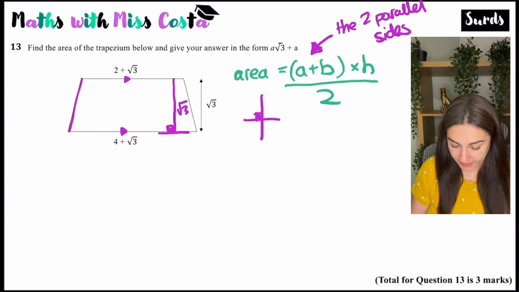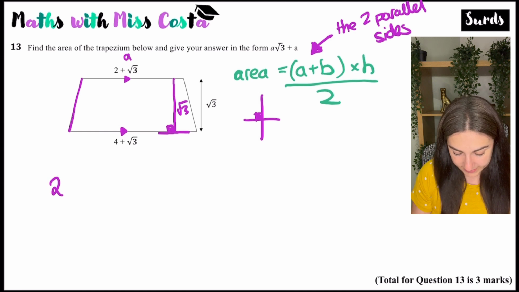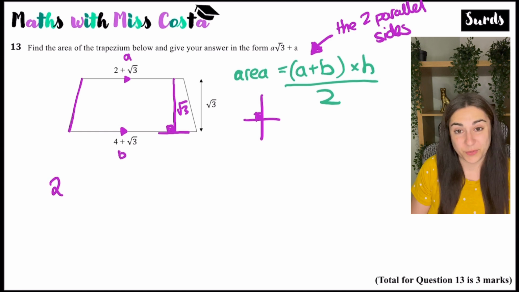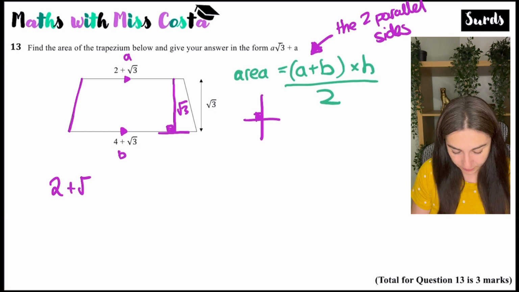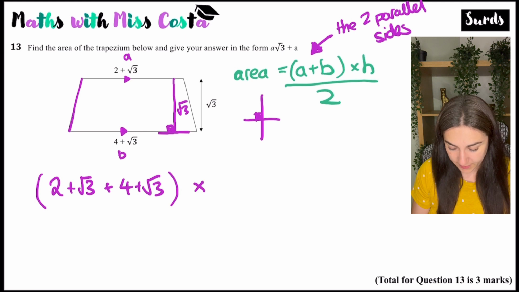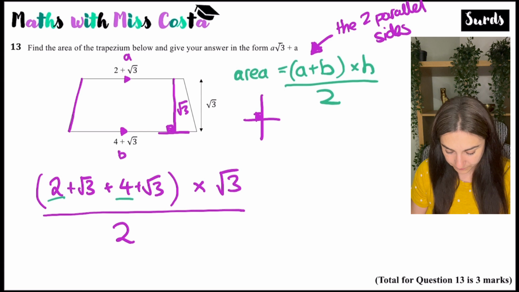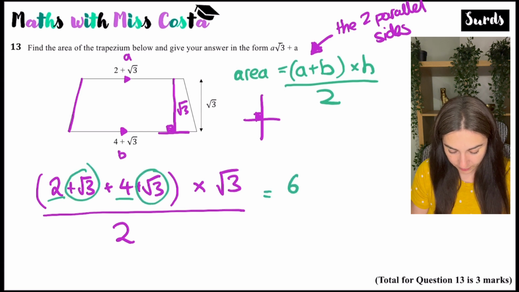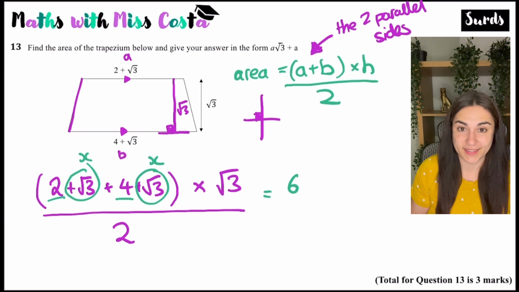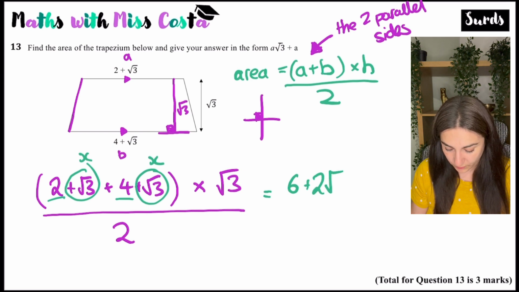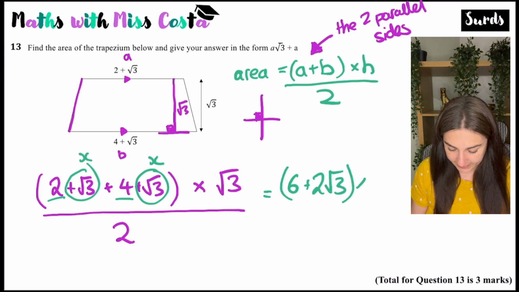So let's do that. So a plus b. So this is a and this is b. It doesn't matter which one's which because you're just adding them. So 2 plus root 3 plus 4 plus root 3 is then going to be times by root 3, and then I'm going to divide everything by 2. So let's simplify that. 2 plus 4 is 6, and root 3 plus root 3, remember you can treat it like algebra, x plus x is 2x, so that would be 2 root 3. And this is then going to be times by root 3, and then I'm dividing everything by 2.